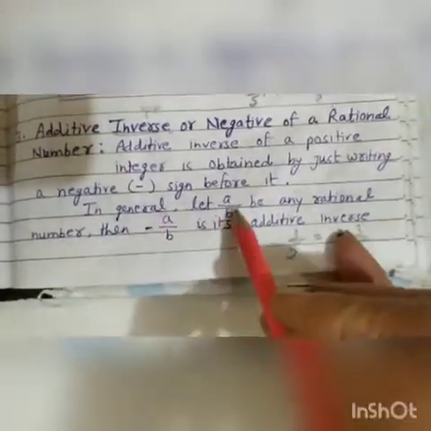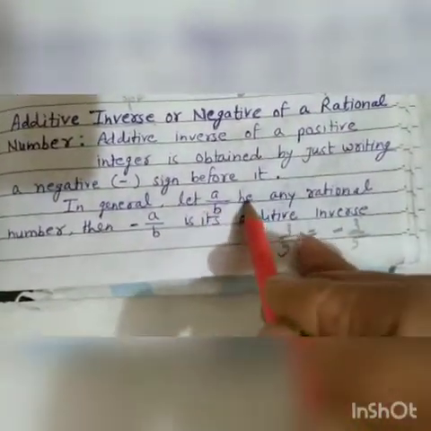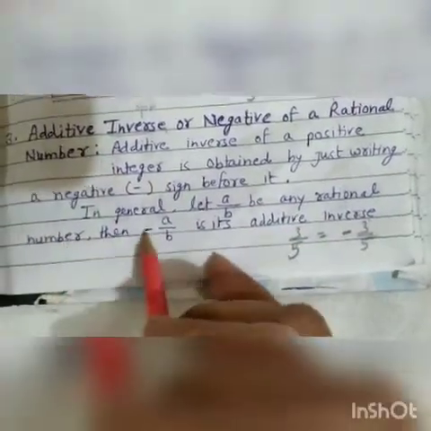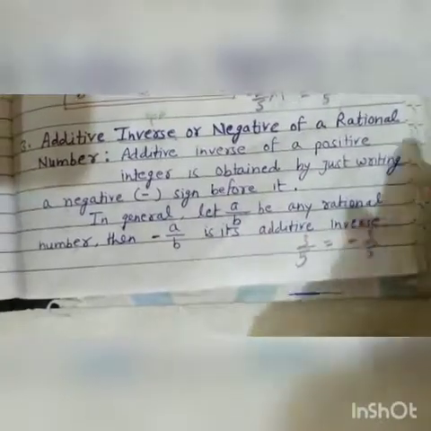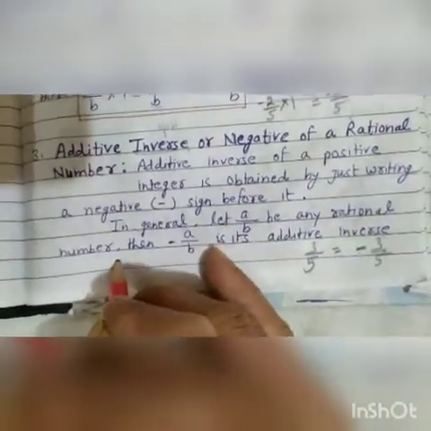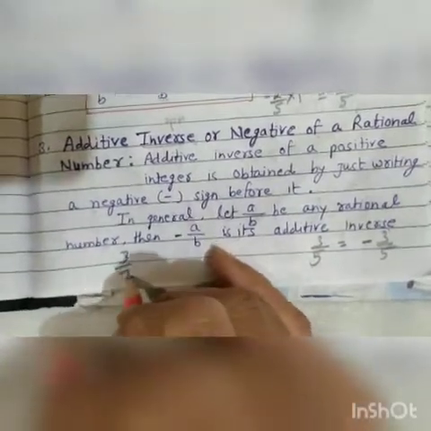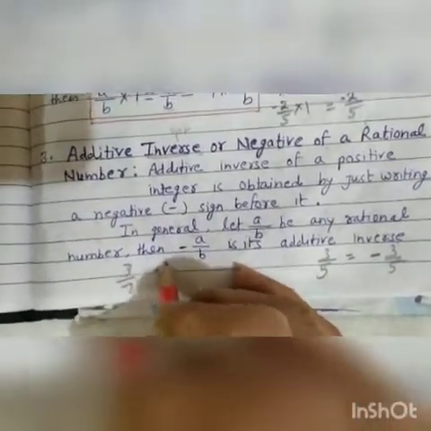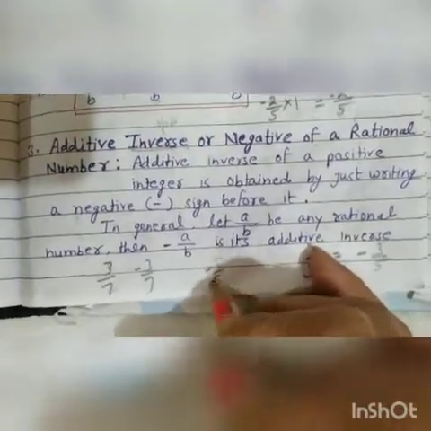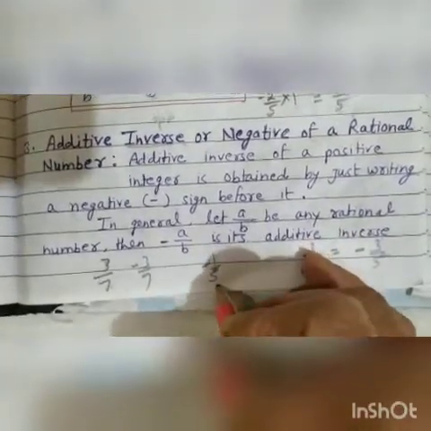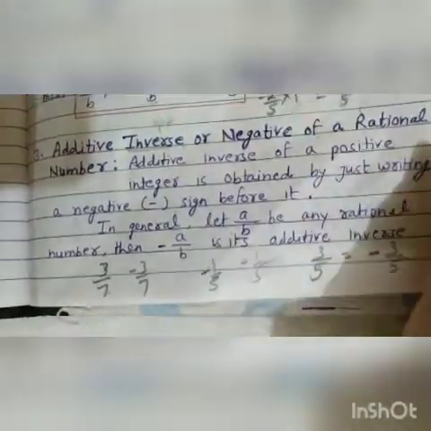In general, let a upon b be any rational number, then minus a upon b is its additive inverse. See here, if it is 3 upon 7, what is its additive inverse? It will be minus 3 upon 7. And if it is minus 1 upon 5, then what is its additive inverse? Its additive inverse will be plus 1 upon 5.